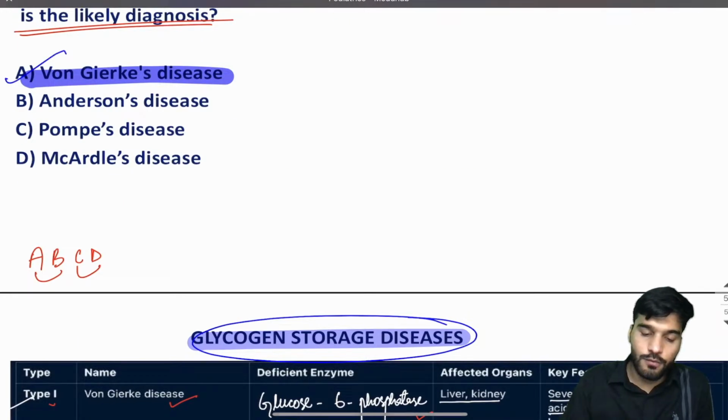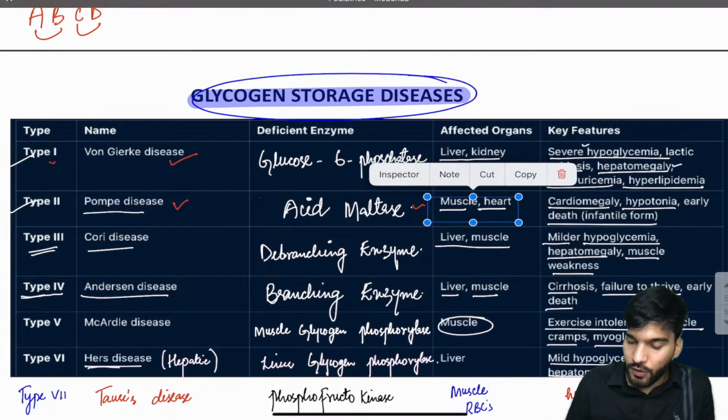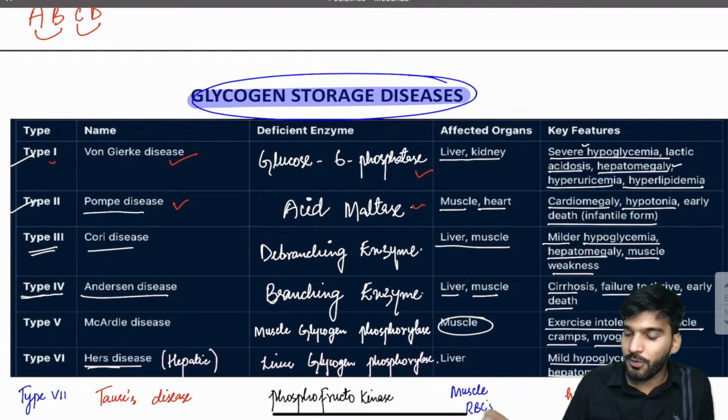The diagnosis is von Gierke's disease. The enzyme deficient is glucose 6-phosphatase. The features of hypoglycemia, hepatomegaly, and hyperuricemia are there. If Pompe's, it's acid maltase. Cori's, debranching. Andersen, branching. I told you, remember ABCD. Andersen for branching, Cori's for debranching.